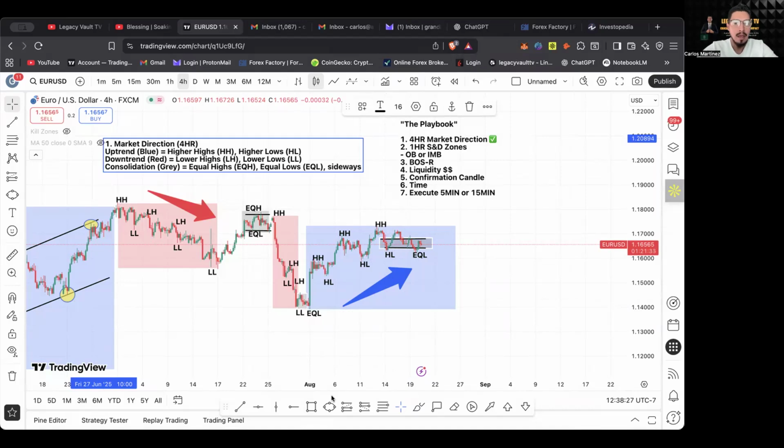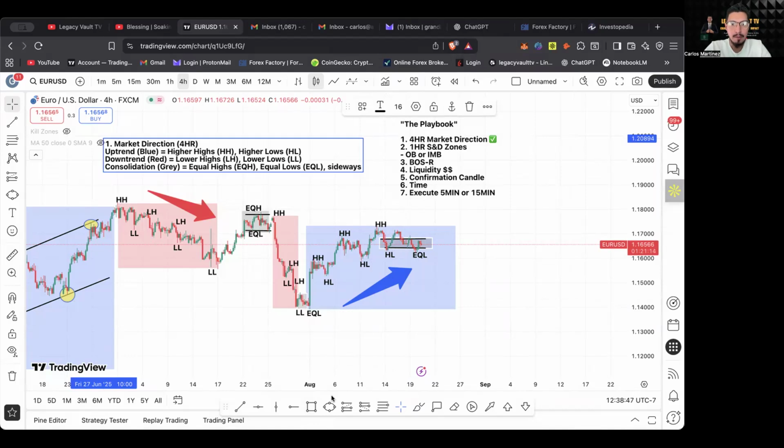And today I will be going over the market direction, the three different market phases. This is from the playbook, the strategy that I'm working on and refining. And these are the 7 steps that you need as a trader, whether you're a beginner, intermediate, or advanced.